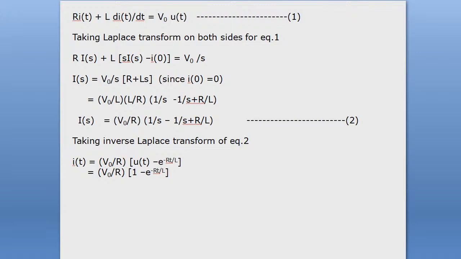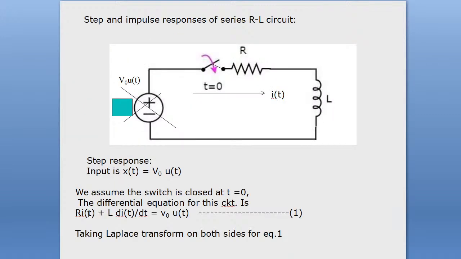Final expression. Actually, Shubham, Saivaraj, first I have considered the differential equation for the given circuit. The given circuit is a series RL circuit, and the input is a unit step input. Its strength is V naught, V naught u of t. I have written here, you see that the input is x of t equal to V naught u of t. We assume the switch is closed at t equal to 0.